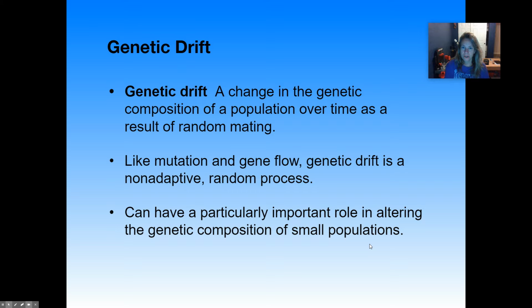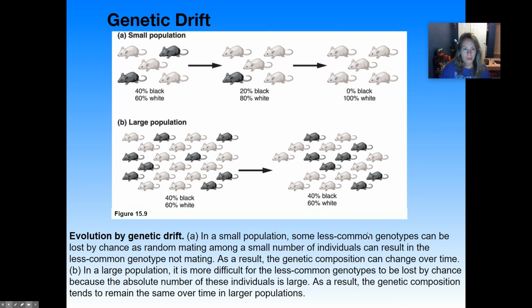So that gene, even though it's not a very good gene, is carried on because there aren't many choices. In a big population, a gene like that would fizzle out. All right, so we can see genetic drift here. This is looking at a small population.